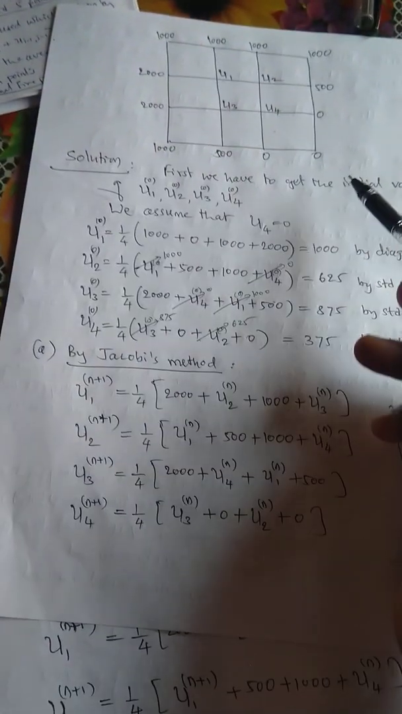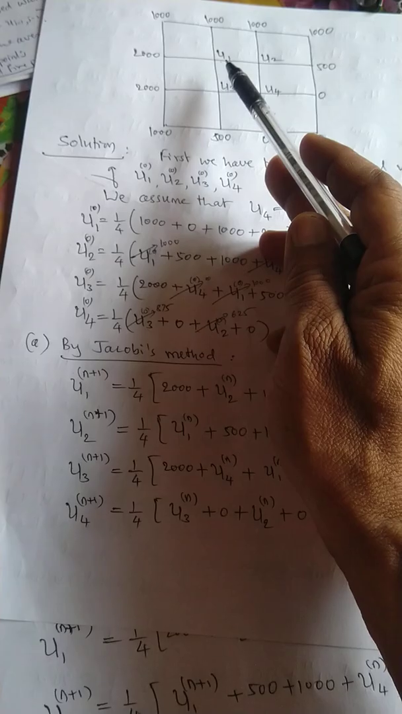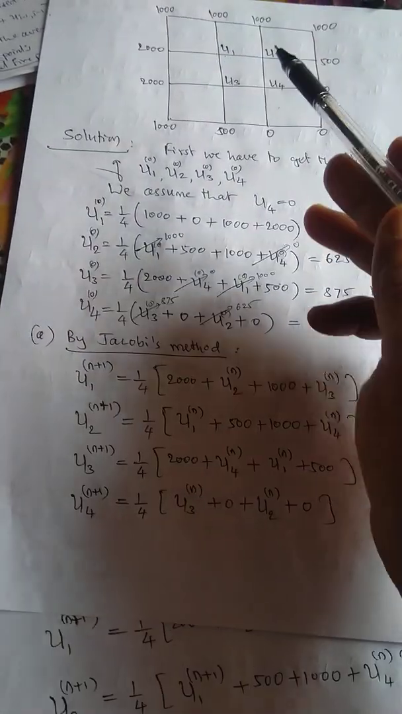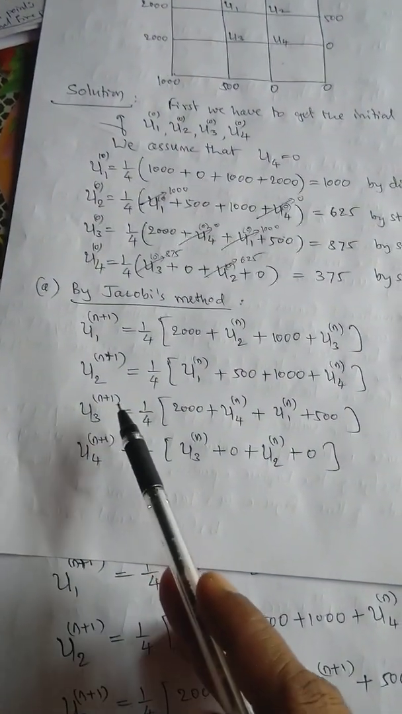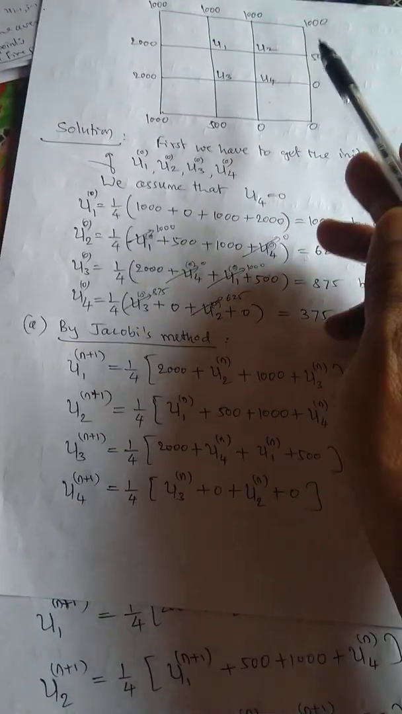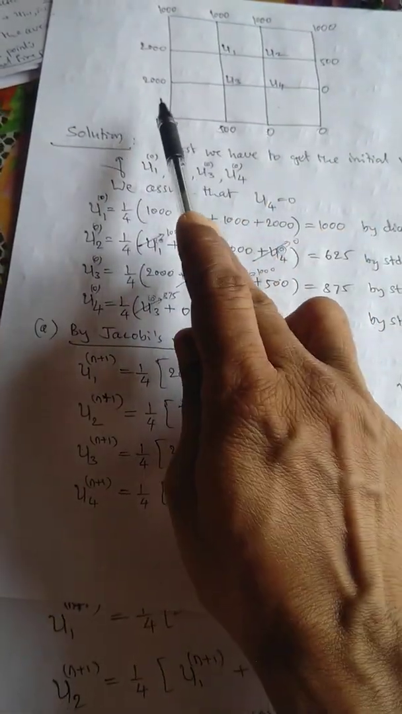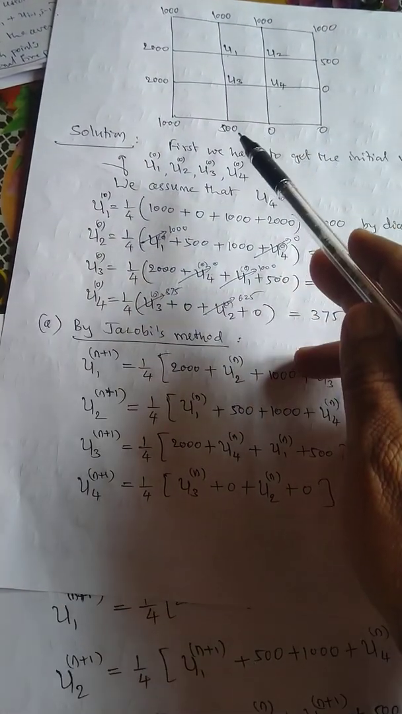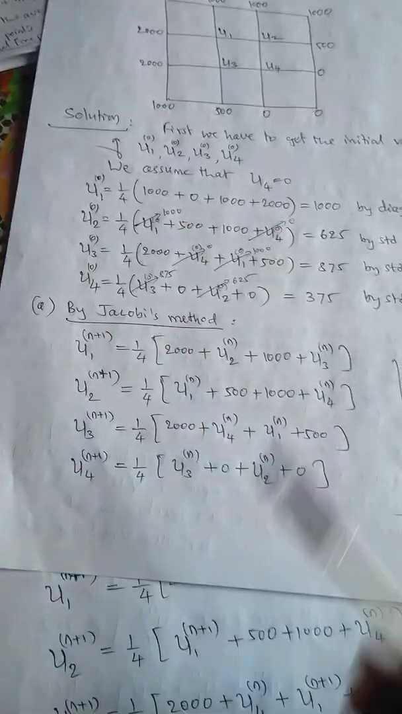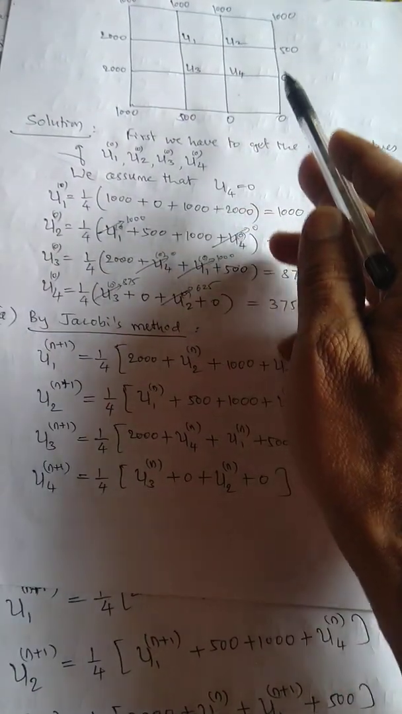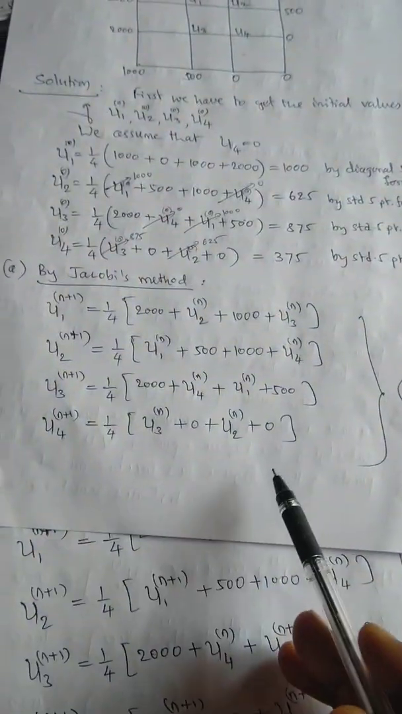That is, by diagram, U2(n+1) is equal to 1/4 of U1(n) plus 500 plus 1000 plus U4(n). U3(n+1), that means the (n+1)th iterate of U3, is equal to 1/4 of 2000 plus U4(n) plus U1(n) plus 500, that is by neighboring points. Okay, so lastly U4(n+1) is equal to 1/4 of U3(n) plus 0 plus U2(n) plus 0, written here.